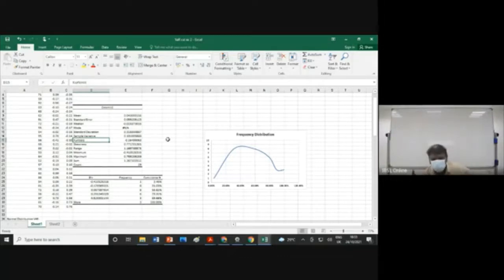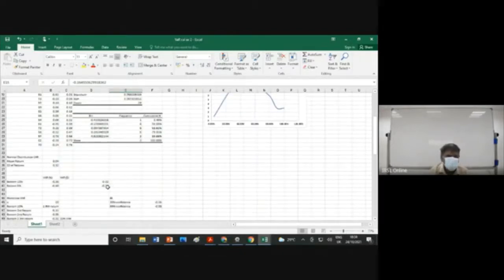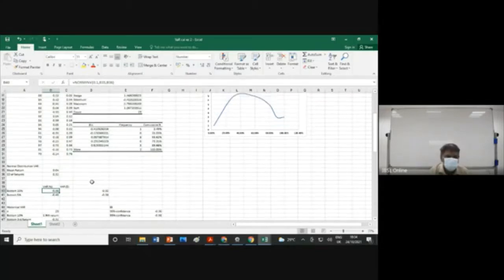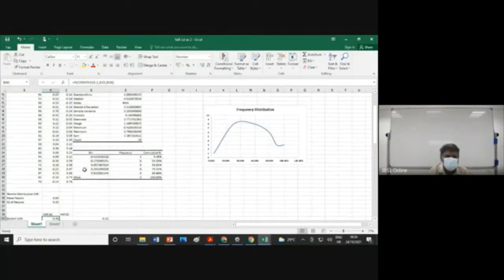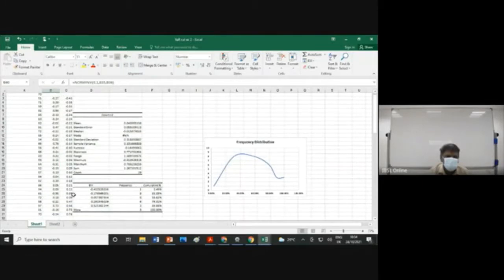Kurtosis is a measure of normality. When you look at this number, if the returns are normally distributed, this number should be close to zero, right? But here the number is not close to zero. That is the reason we get quite different numbers. Even though we assume a normal distribution function for returns, in this case they are not really normally distributed returns.